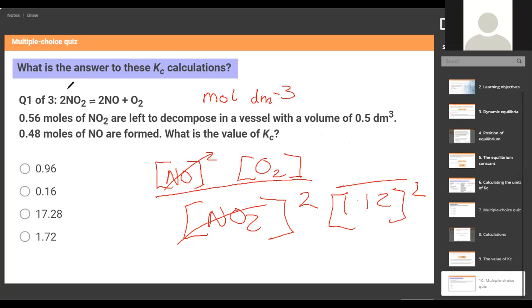Okay, so it's 2 to 2 to 1. So we've got 0.48 moles of NO formed. So that's 2 to that, so we'll divide that by 2. So we've got 0.48 moles of 2NO, and this we've got 0.24 moles. Okay. Again, we need the concentrations.